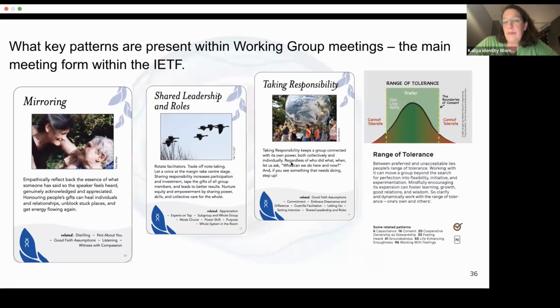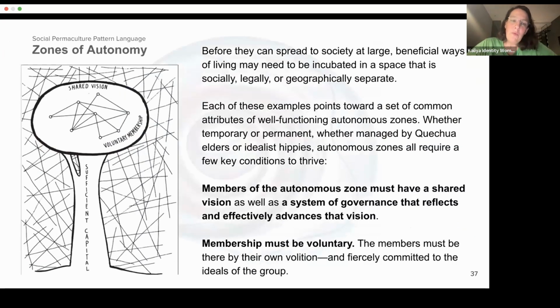And there's a lot of agency and ownership of the process. Like, people are actively engaged in moving the work forward. Oh, backwards, forwards. So with what I've shared, this is a pattern from the social permaculture pattern language.